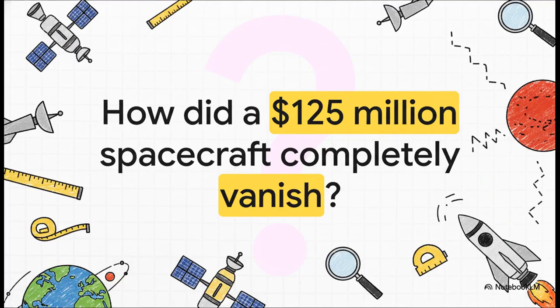Okay, picture this. It's September 23rd, 1999. NASA is guiding its Mars Climate Orbiter, this incredible piece of technology, into orbit around Mars. Years of work, hundreds of people, all leading up to this moment. And then nothing. Just silence. The spacecraft was just gone.